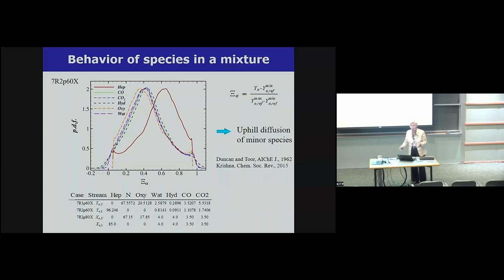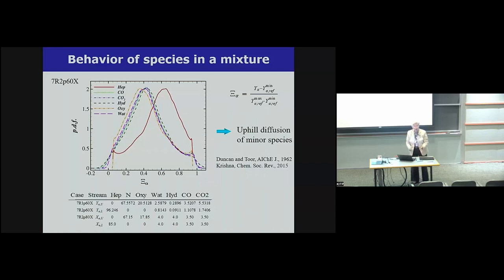Not so for the other species. You get regions that are smaller than 0 and larger than 1. This means that you have actually regions where the mass fraction is smaller than the minimum that you had originally in a mixture, or larger than the maximum you had originally in a mixture.